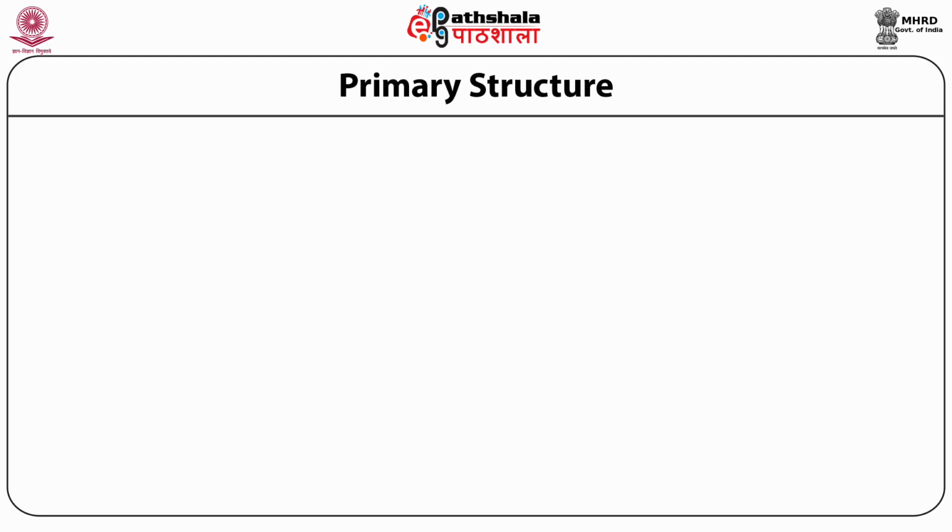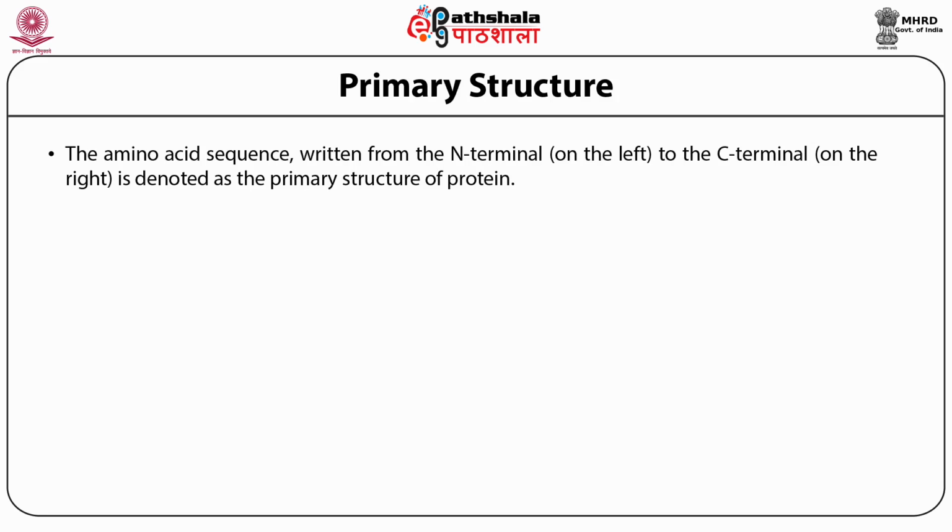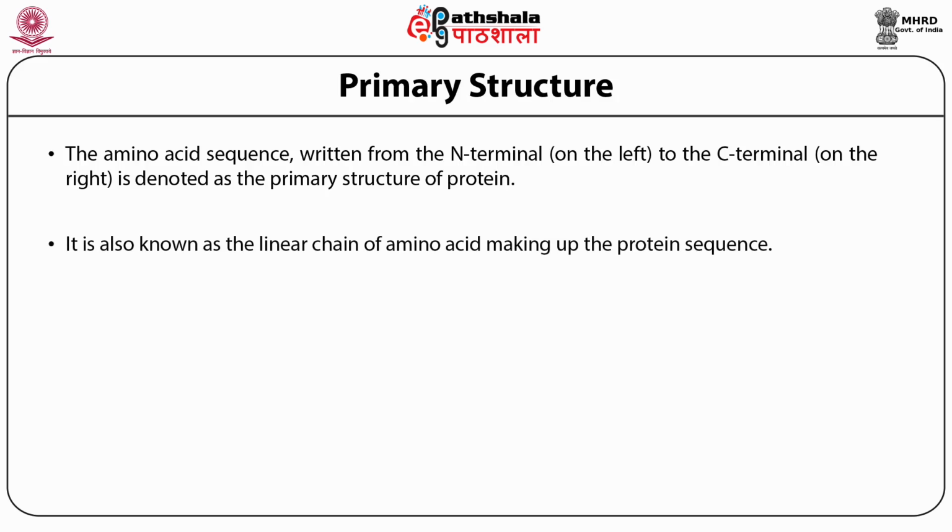Primary structure of the protein. The amino acid sequence written from the N terminal on the left to the C terminal on the right is denoted as the primary structure of the protein. It is also known as the linear chain of amino acids making up the protein sequence.